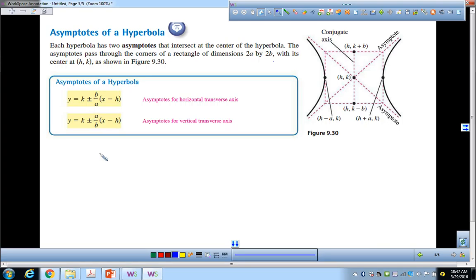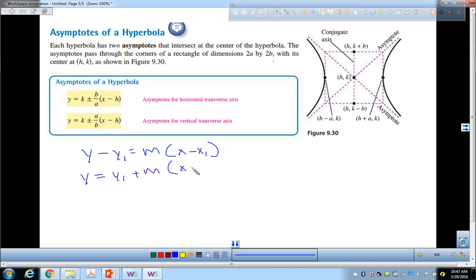They're converting from point-slope form, so point-slope form looks like this. y minus y1 equals m times x minus x1. Remember this, point-slope form? Maybe you learned that. And if they bring the y1 over here, y equals y1 plus m times x minus x1. Well, in this case, this point x1, y1 is the center of your hyperbola, h comma k. You understand that? So that's where this formula comes from.